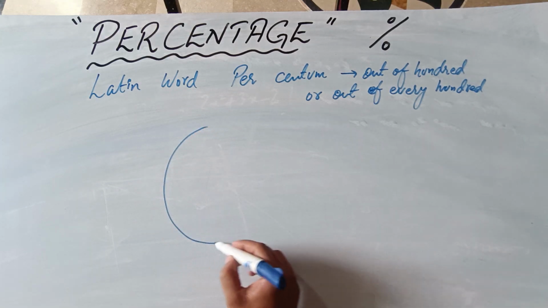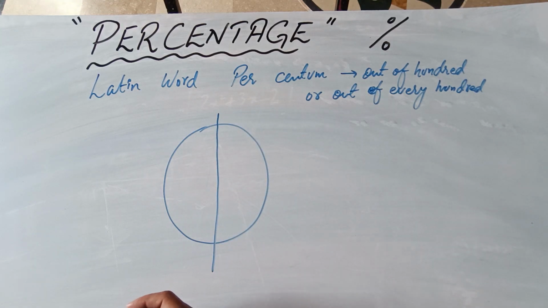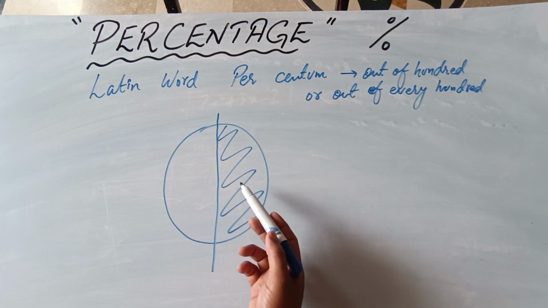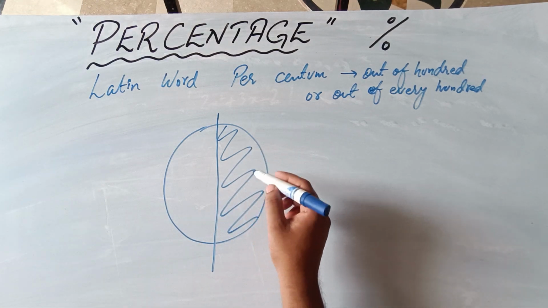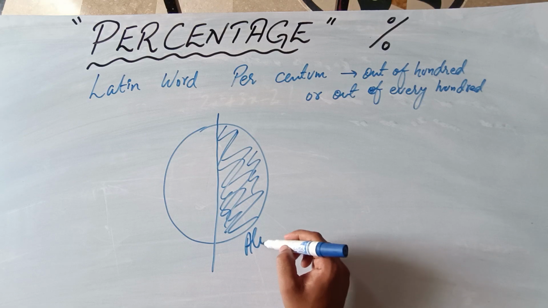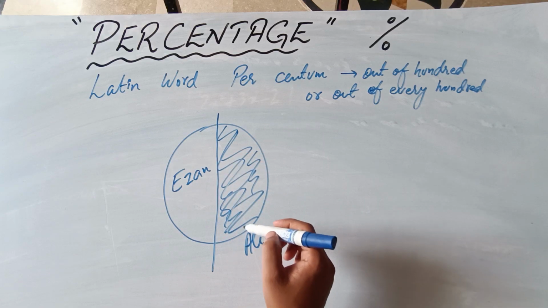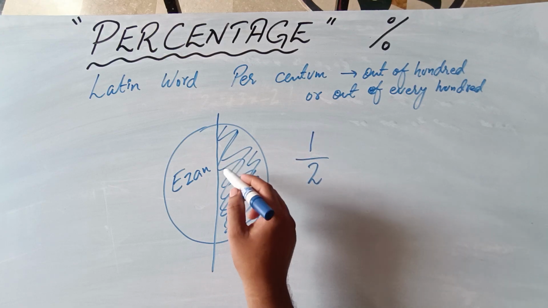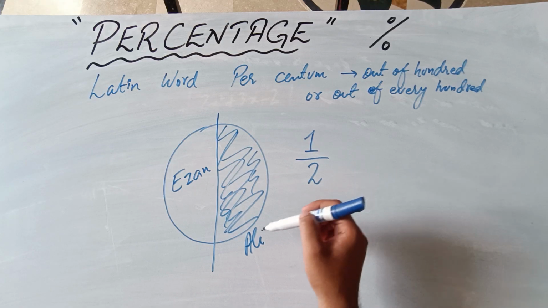So let's suppose we have a pizza and we want to divide it between two partners. For example, one partner gets half and the other partner gets half. So what is the fraction form? This shaded part is eaten by Ali and this part is eaten by Izan. So how much is Ali going to eat? Out of 2, Ali has 1 part. So this is called a fraction. 1/2 part is going to be eaten by Ali.